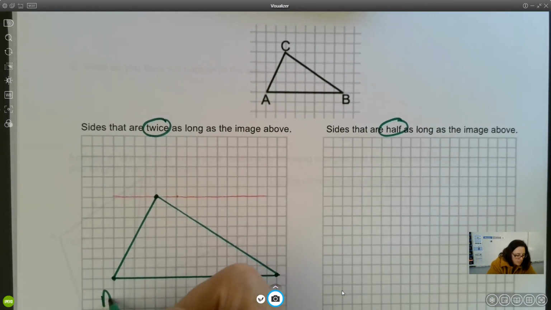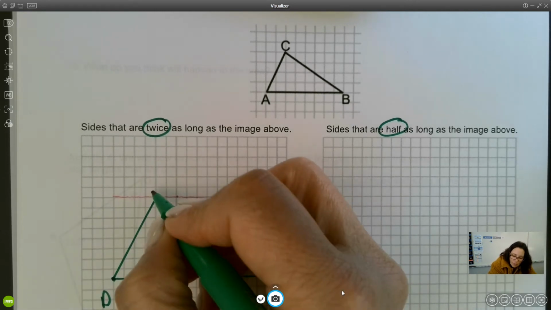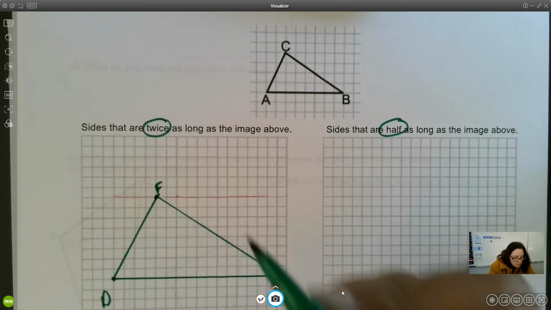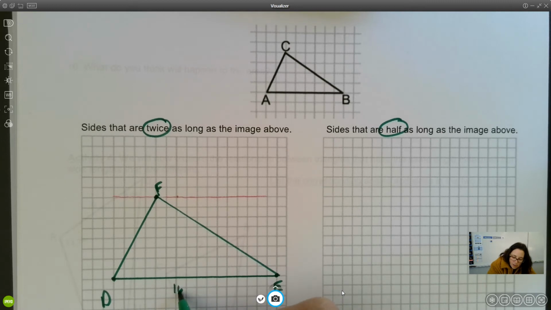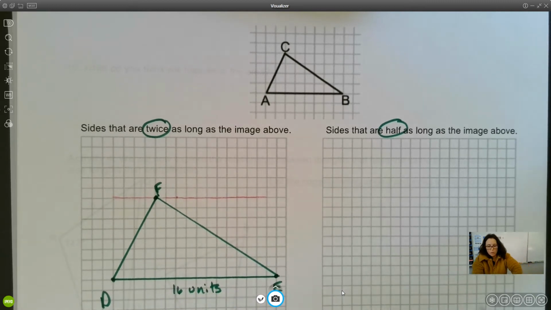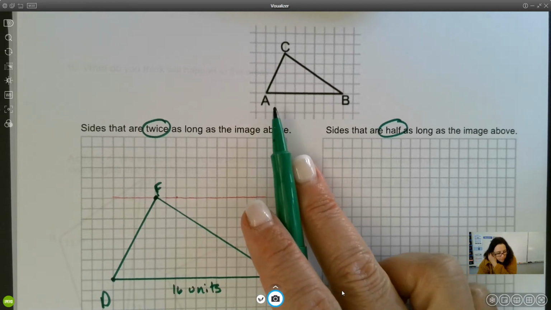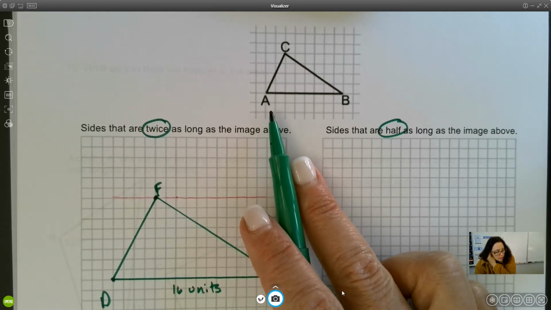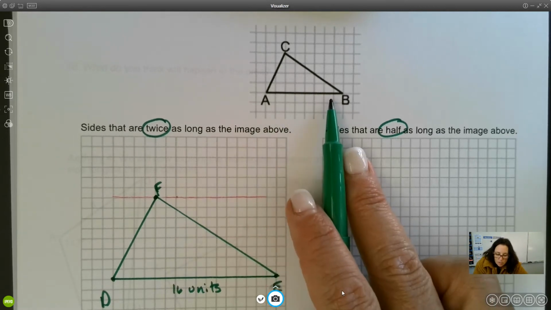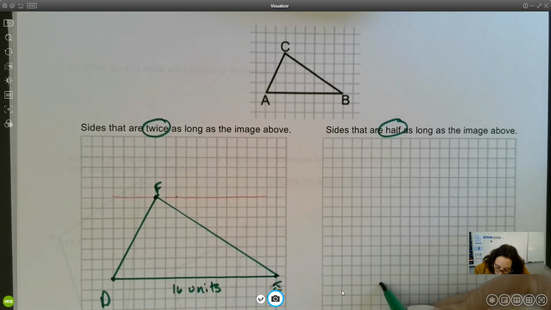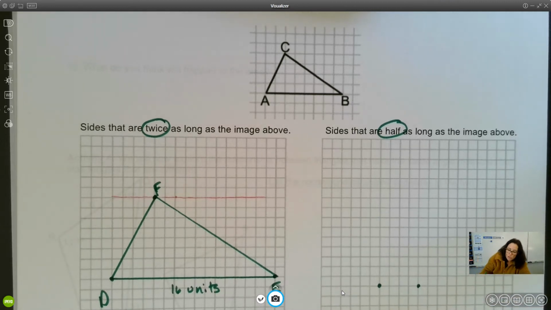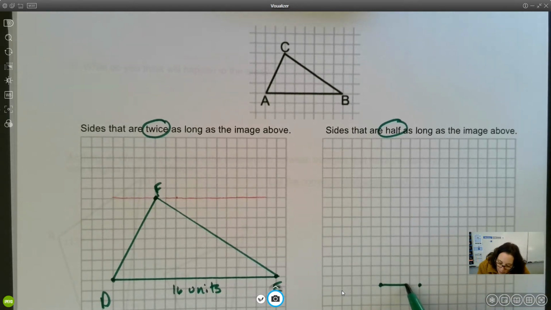Okay, and this is D, E, F. And I'm just going to write 16 units in here. Okay, we're going to do the same technique with this one. If this is 8 units long, we want one 4 units. 1, 2, 3, 4.